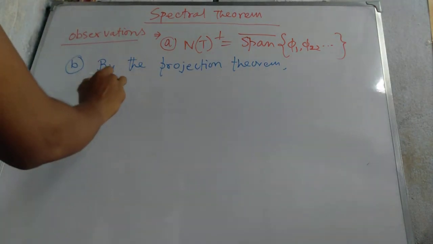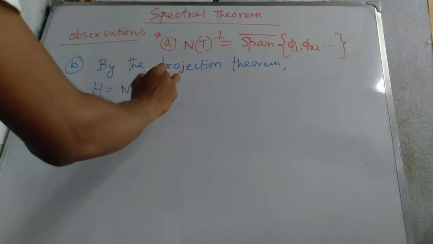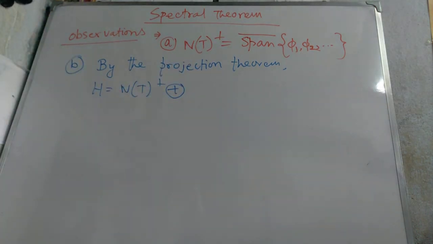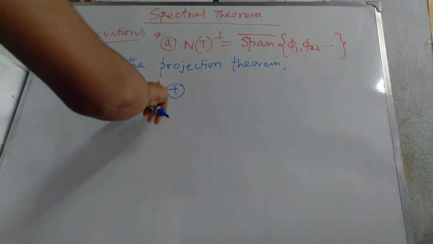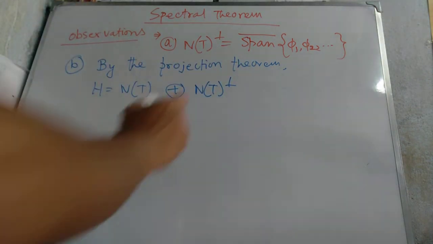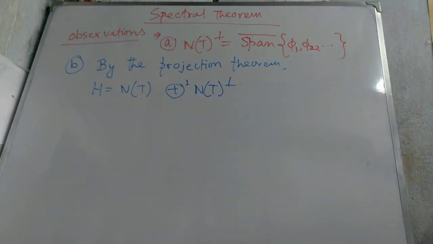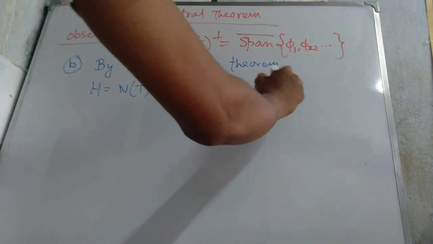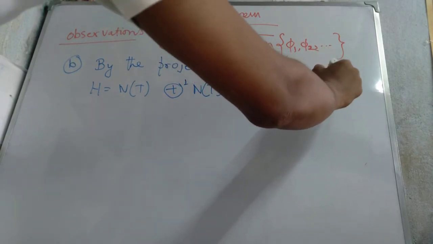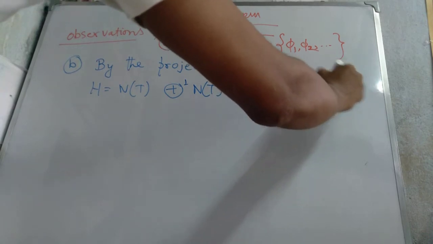Okay, so next we also write here, by the projection theorem, H equals N(T) direct sum N(T) perpendicular. Here this sign means addition with respect to the perpendicular. This equals N(T) direct sum the closure of R(T).